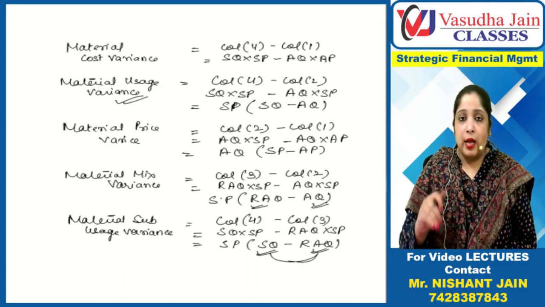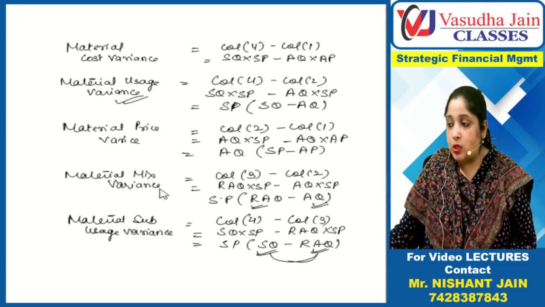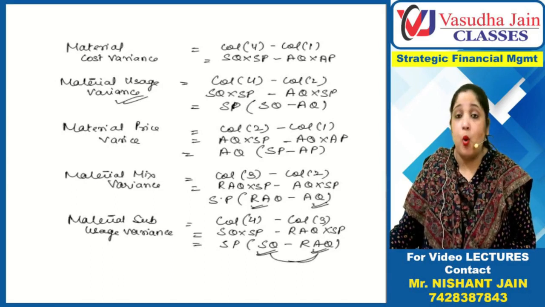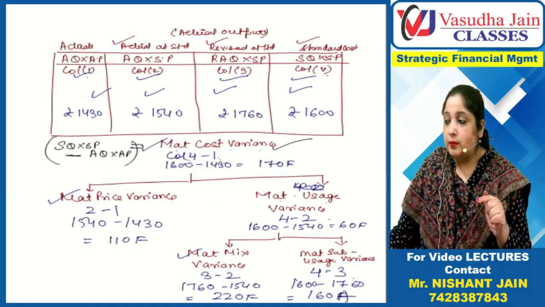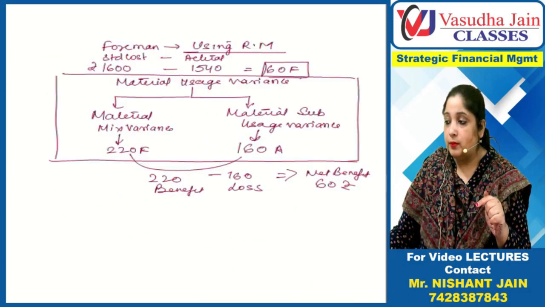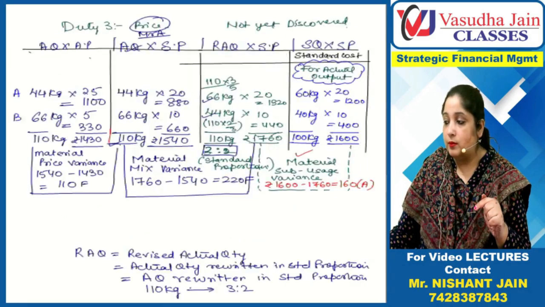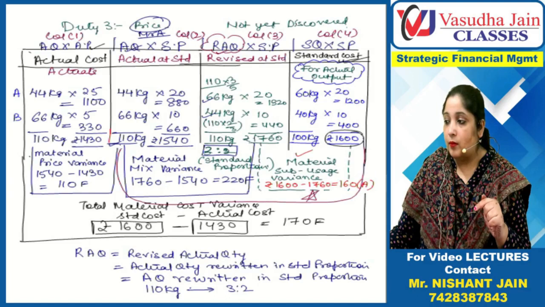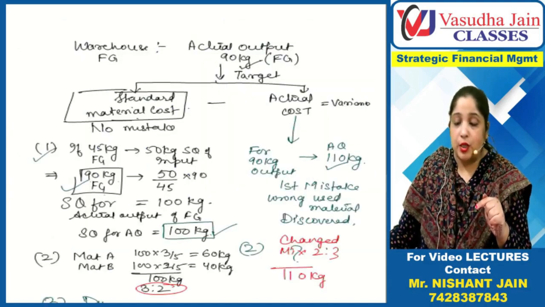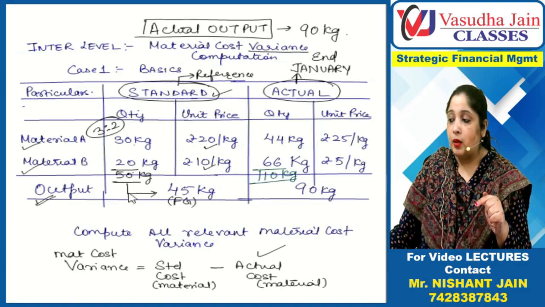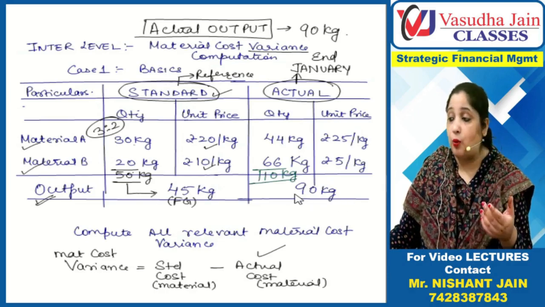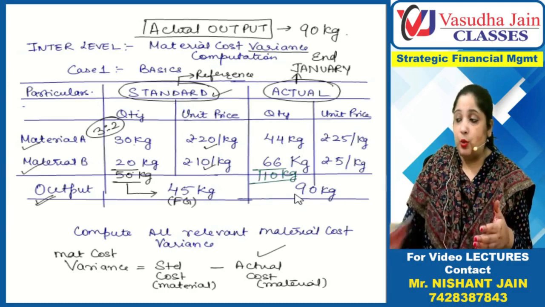So just try to focus on the concept, and the most important concept is that the whole calculation has been done not on 45 kg. The whole calculation is done on 90 kg. That is the actual output. Actual output 90 kg was produced.